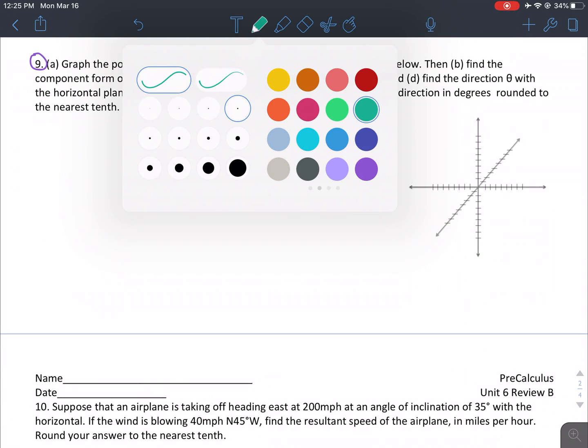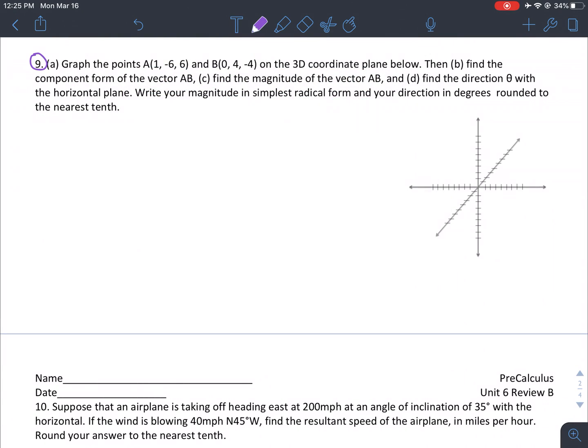And the last one we'll do here in part 1, problem 9. Graph the points 1, -6, 6, 0, 4, -4 on a 3D coordinate plane. I will not ask you to graph the picture on a test. It's just for reference, so maybe it helps you, okay?